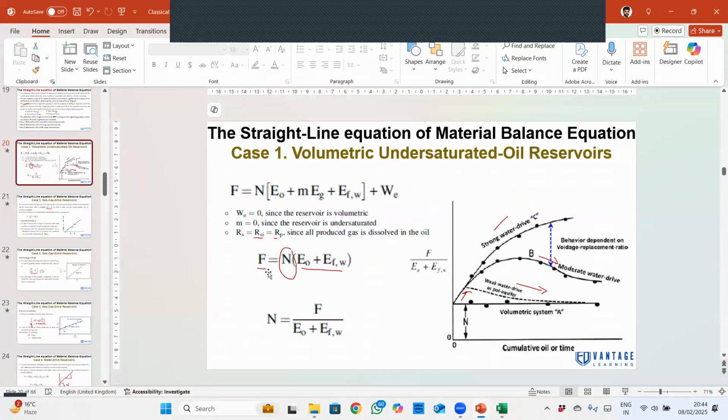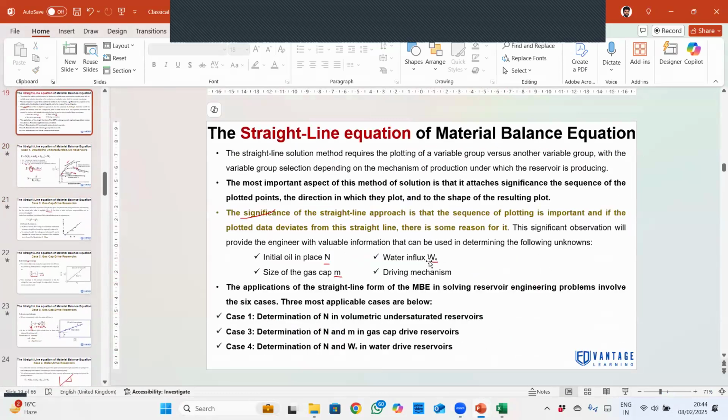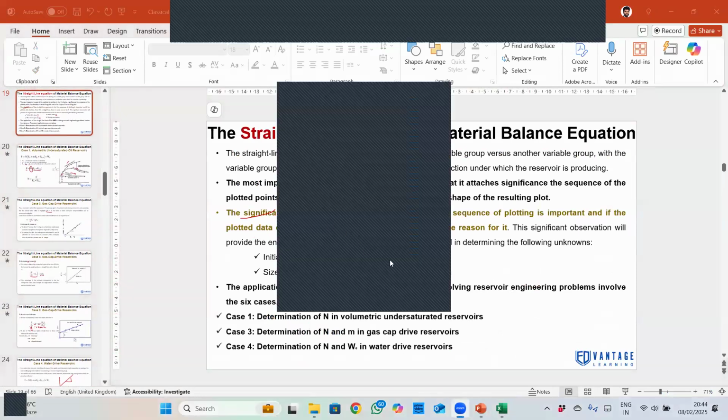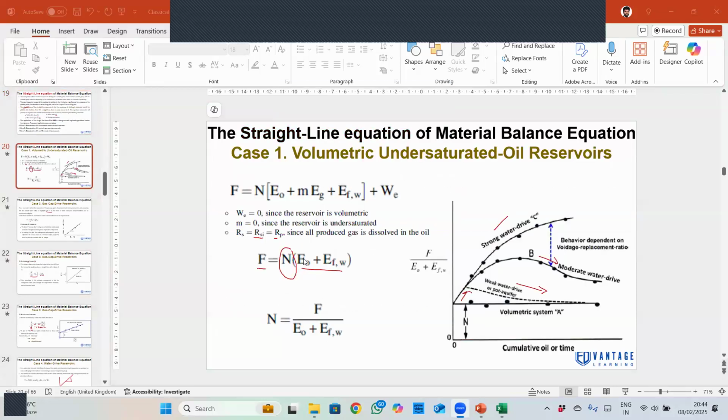So if you see, we need to plot F by EO plus EFW versus NP, or we can also plot F versus EO plus MEG or EFW. Since we don't have EFW and M and EG, we only plot F versus EO, where EO is nothing but, can someone tell me what can be EO? Anyone? What could be EO? Expansion of oil term. EO. What is that? How can we track the expansion of oil?